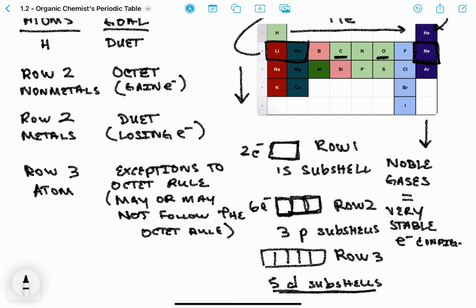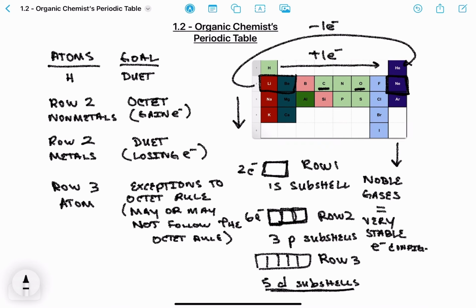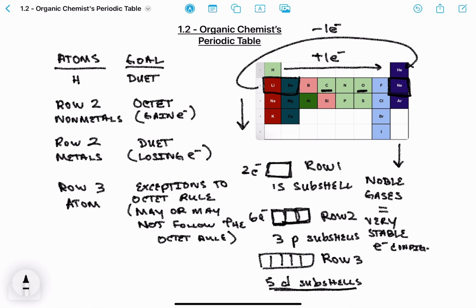To recap, we have a condensed periodic table because we don't use all of the atoms in organic chemistry. We note that the noble gases have a very stable electron configuration. Hydrogen has a goal of a duet, adding an electron to achieve that very stable noble gas configuration. Row 2 nonmetals want an octet, and the metals can lose 1 or 2 electrons to get to helium's duet, and therefore the stable electron configuration. Anything row 3 and beyond can violate the octet rule because it has these 5 d subshells.